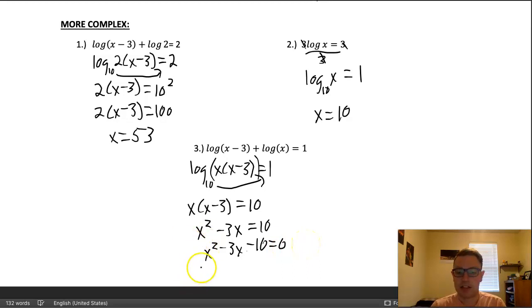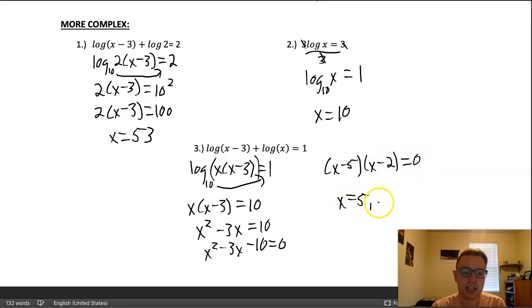How do we solve for this? Well, we're going to factor. Right? What factors of negative 10 add up to be negative 3? It's going to be negative 5 and 2. So we have x minus 5 times x plus 2 is equal to 0. Or our two solutions are x is equal to 5 and x is equal to 2.